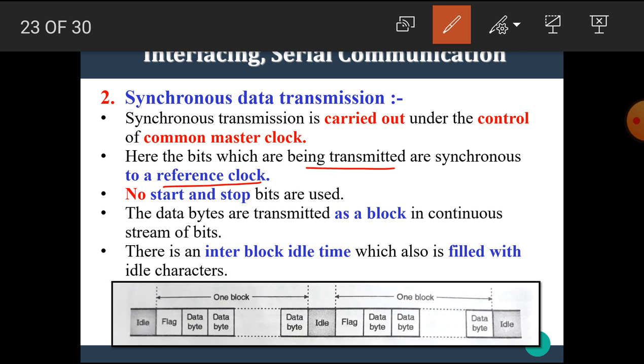In synchronous data transmission, no start and stop bits are used. This is the main difference between synchronous and asynchronous data transmission. The data bytes are transmitted as a block in a continuous stream of bits. There is an interblock idle time, which is also filled with idle characters.